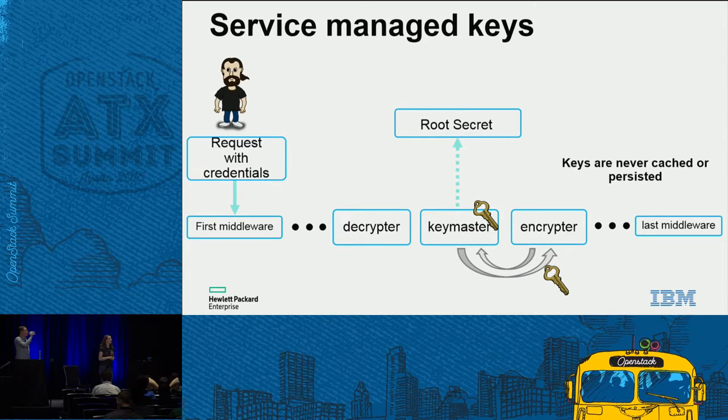For our first version of encryption, the keymaster is probably going to remain pretty simple. There's a root secret for the cluster, and it's provided to the keymaster. And from that, it derives separate keys for each container and each different object. Note that the keys aren't put in the request environment, and they're never cached or persisted in the system.